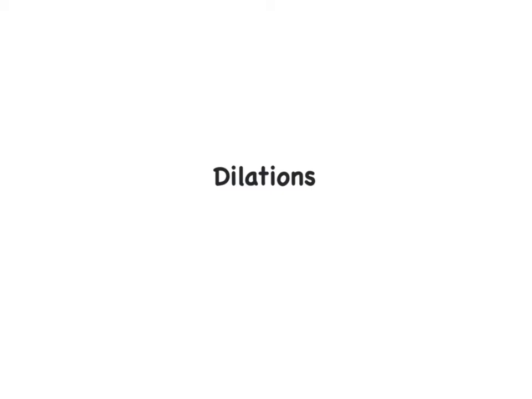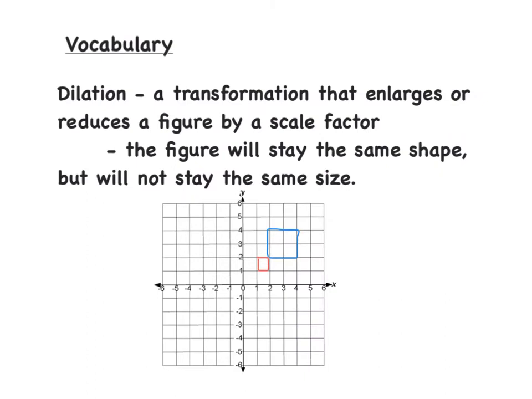Today we're going to be talking about dilations. So the first thing, exactly what is a dilation? A dilation is a transformation that enlarges or reduces a figure by a scale factor. Remember what a transformation is. It's like a reflection or a translation. A dilation is just another example.